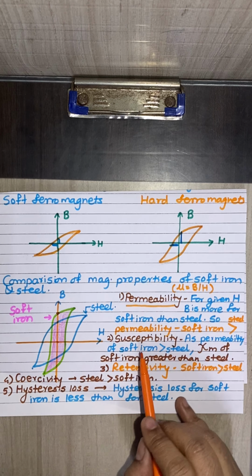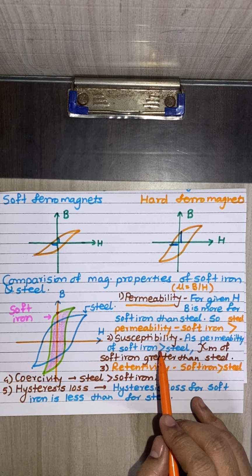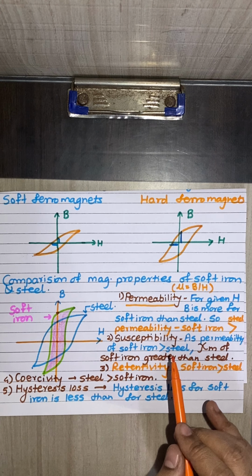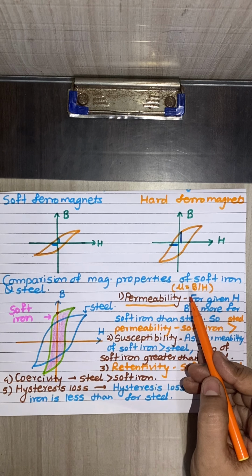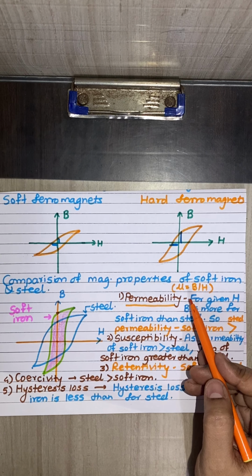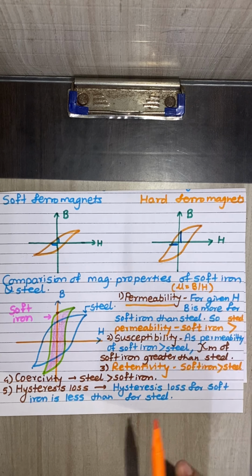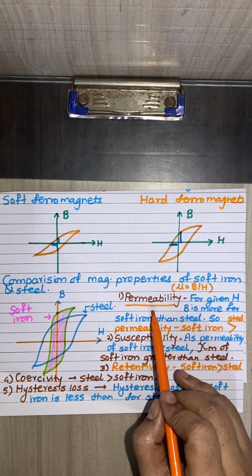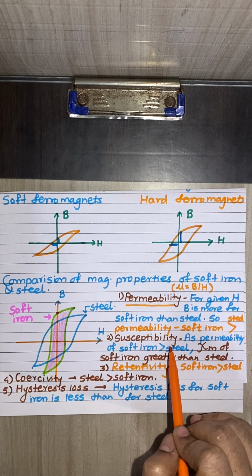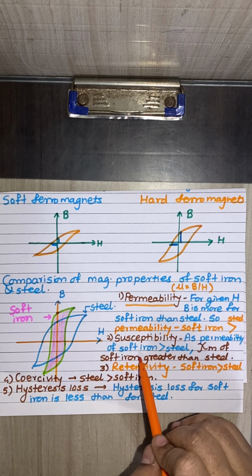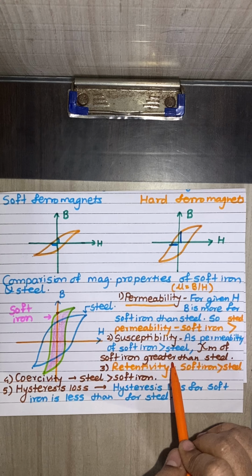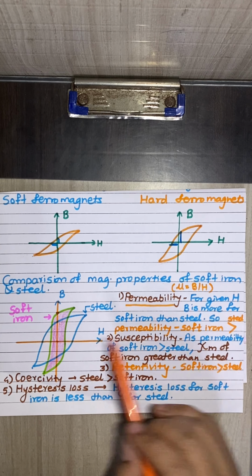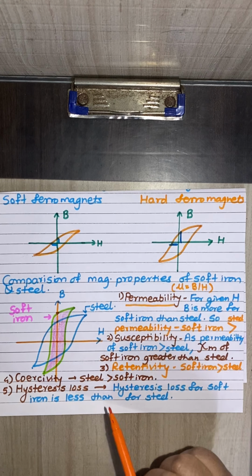Now let us go for the second factor, that is the susceptibility. Permeability of the soft iron is greater, as we have just said. Therefore soft iron has a greater susceptibility. As permeability is more for soft iron, susceptibility is also more for the soft iron, isn't it? So chi of the soft iron is greater than that of the steel. You can see it from this graph as well as the definition.